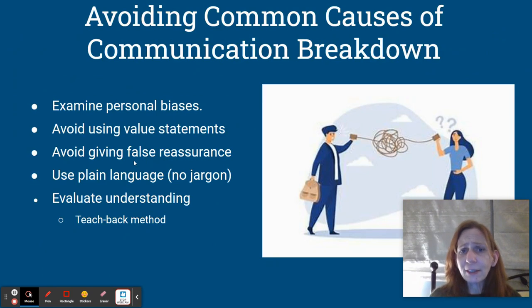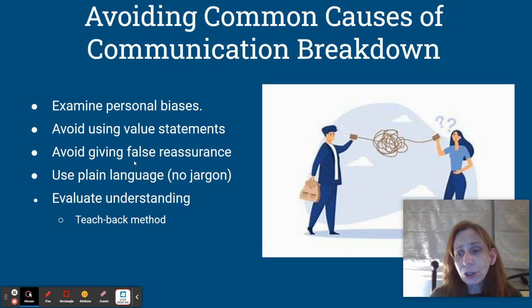And there are a lot of things that can cause communication to break down. Let's talk about a few of them. Personal biases. If you assume you know something, you're not going to ask the questions you need to ask to get the information, right? Or if you have biases about the doctors or the other providers, examine that, because the communication is the key. You have to be professional. Avoid using value statements, anything that communicates to the patient that there is a right and wrong answer. You need to be neutral and respectful.